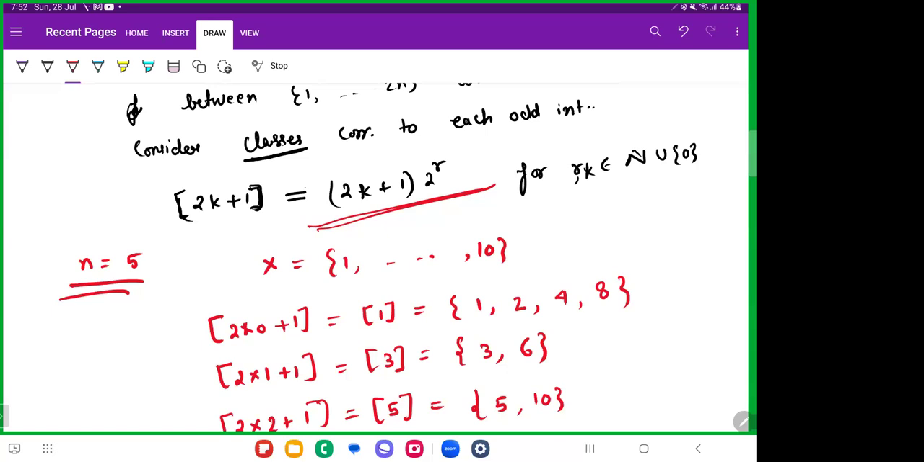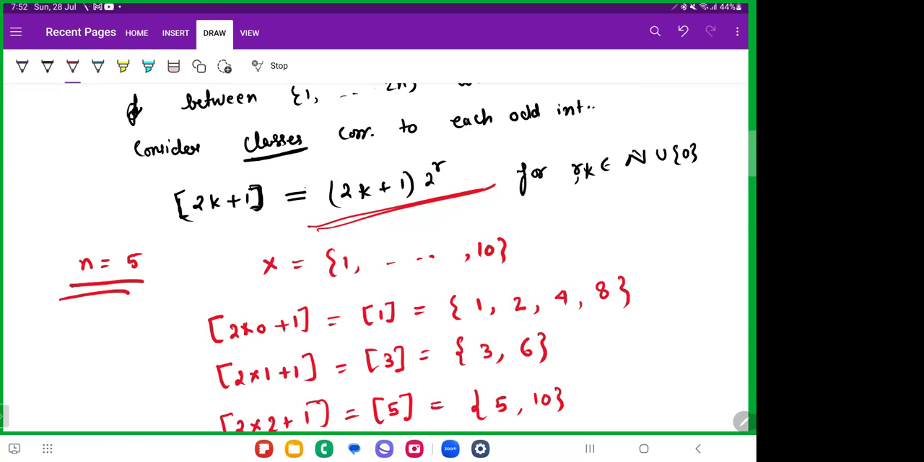Not only between 1 to 2n, any positive integer can be written in this form, 2k plus 1 dot 2 to the power r, for k and r natural numbers union 0. Why? Unmute yourself and answer, please. This is some basic theorem. You should be able to answer this.